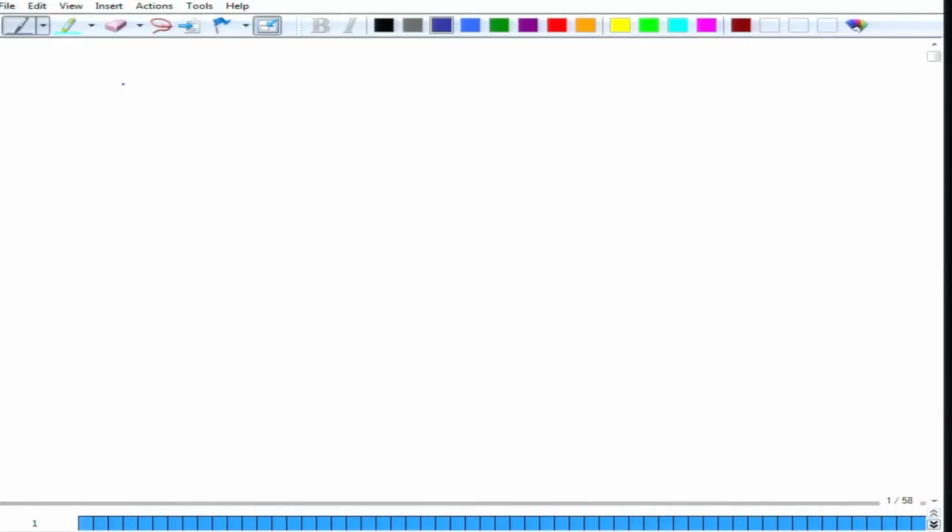So the theme for today would be standard octave bands.